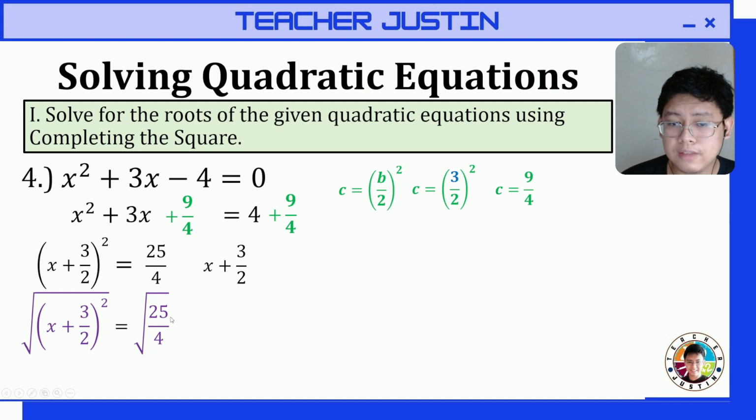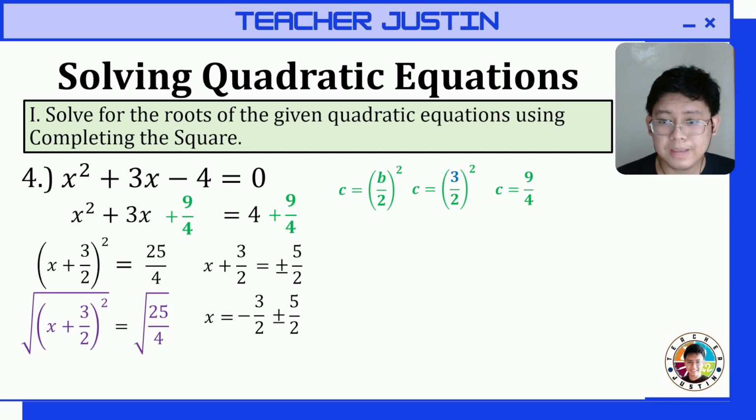So, the square root of 25 is 5. The square root of 4 is 2. That will give us a fraction of plus or minus 5 over 2. Okay? Now, let's transfer our positive 3 over 2 to the other side of the equation. Changing the sign, that will give us x is equal to negative 3 over 2 plus or minus 5 over 2.